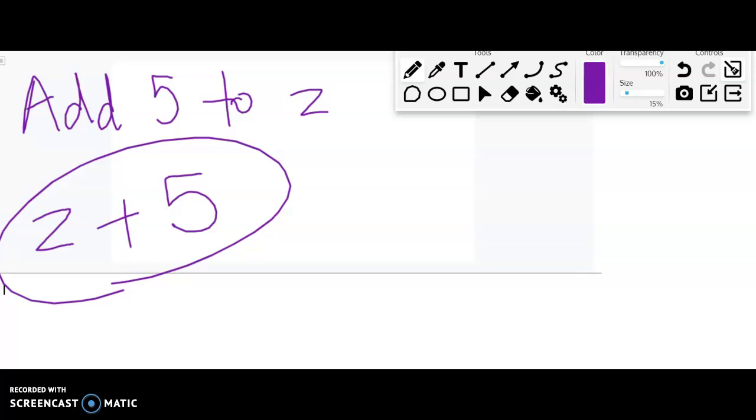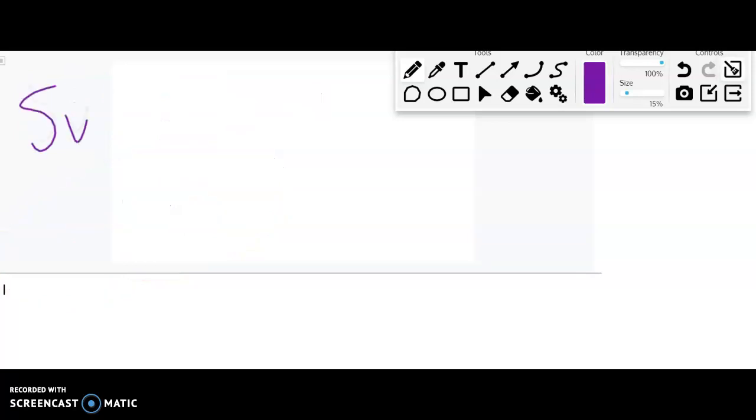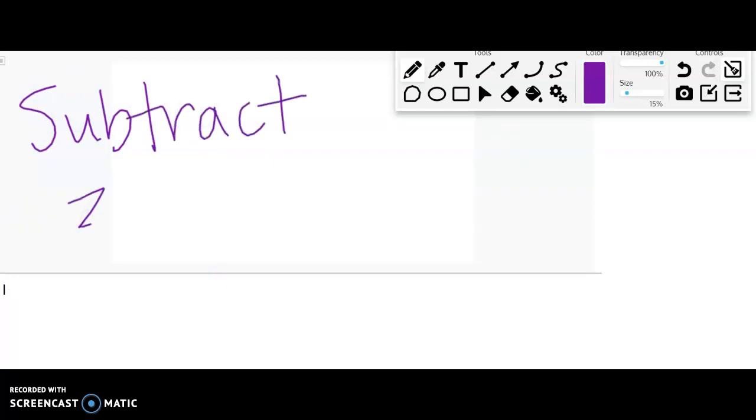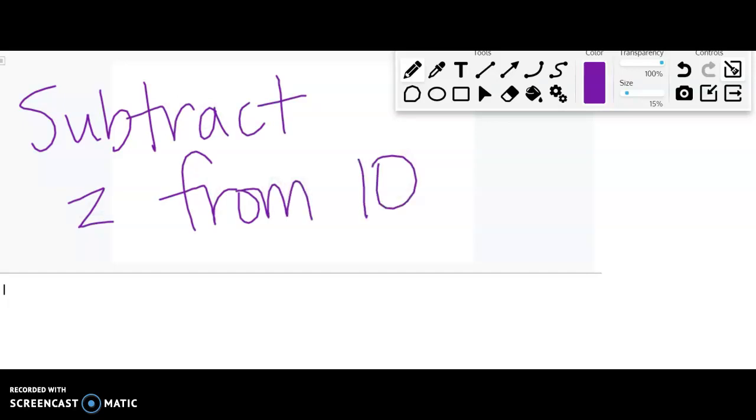We could say subtract z from 10. Now this gets a little confusing because sometimes people just want to write z minus 10 because they're like subtraction, minus z and 10. But if we're subtracting z from 10, that means we start with 10 and we take away z.